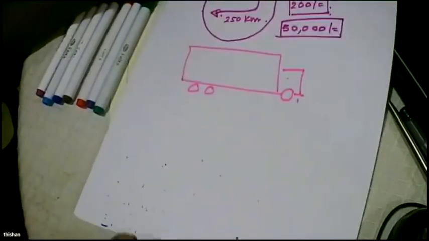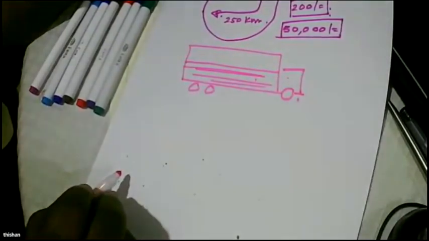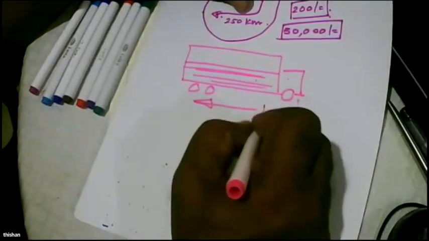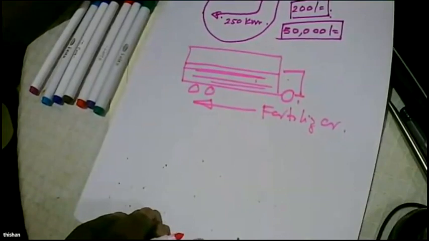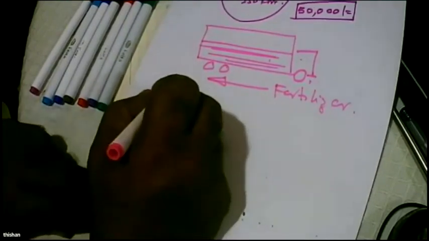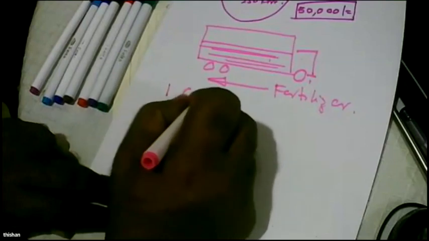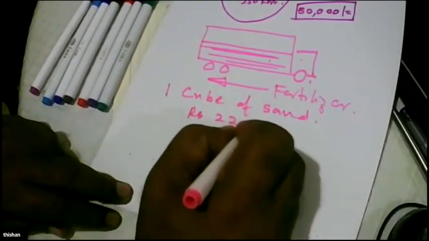They bring material, so it counts as sand in the closed lorry. And it goes back with a load of fertilizer. So to Colombo from Manampitiya is a load of sand. And when it's going back from Colombo to Manampitiya, it is carrying all the goods that are needed for farming. Because of that reason, still we can buy 1 cube of sand for about rupees 22,000.